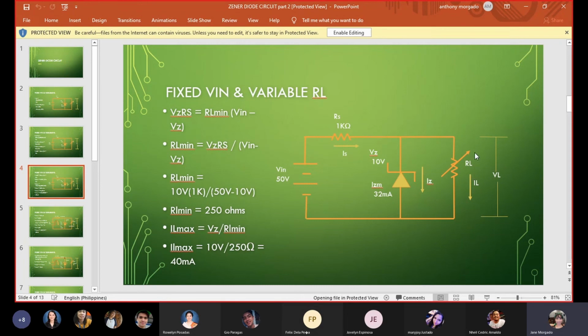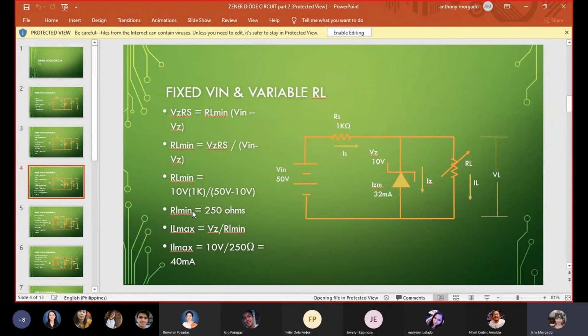Okay. So, therefore, the maximum current, if RL is set at 250 ohms, by Ohm's law, I is equal to V over R. Kasi Ohm's law is V is equal to IR. Familiar naman kayo kay Ohm's law? That is basic electrical circuits. Yes po. So V is equal to IR, therefore I is equal to V over R. So if RL min is 250 ohms, the current flowing through RL would be equal to 40 milliampere.